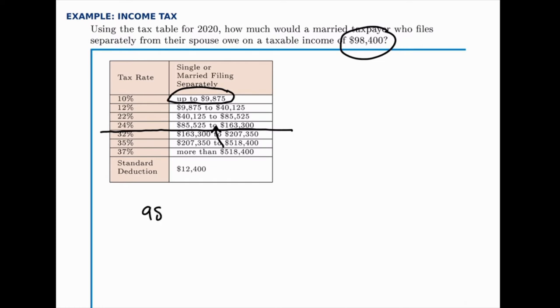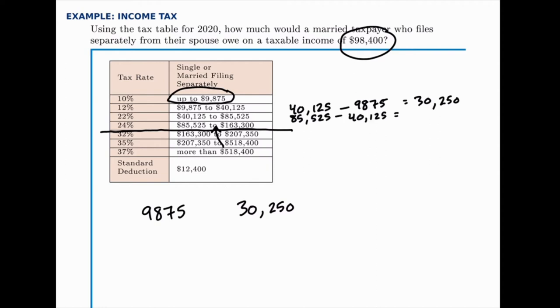So we have the first $9,875, and then the next bucket will hold the difference between these two. So if we subtract those, we get $30,250. So of this person's money, $30,000 roughly gets put into this second bucket. And then the third bucket will hold everything from that point up to $85,525, which is $45,400. So the third bucket holds $45,400.